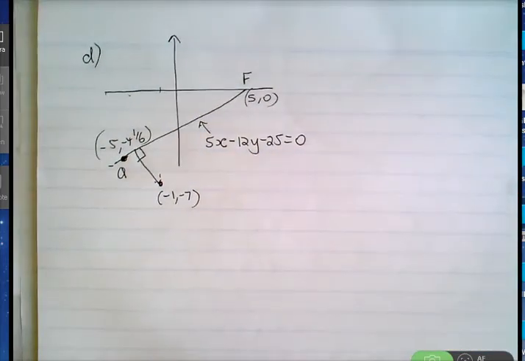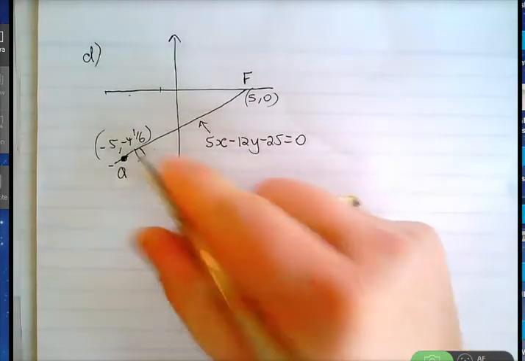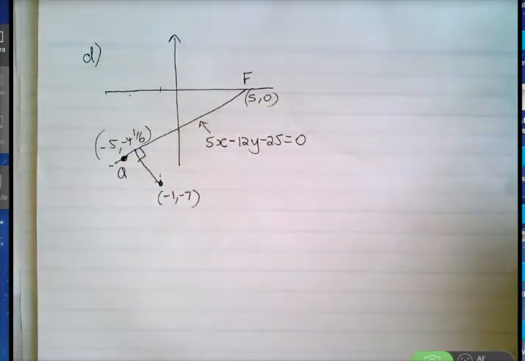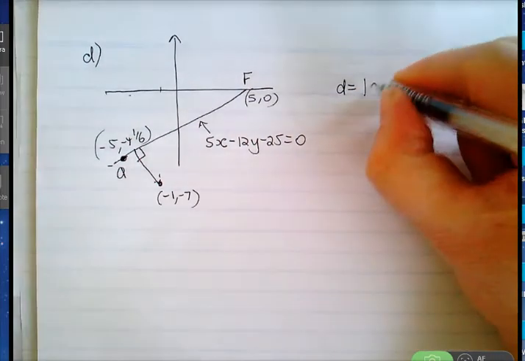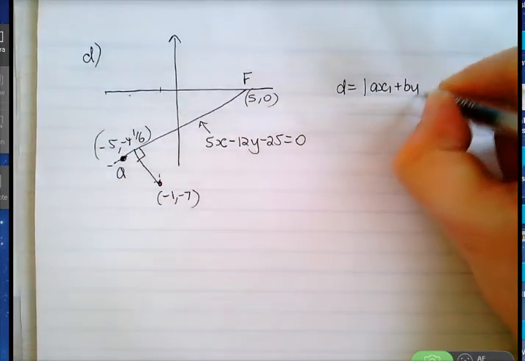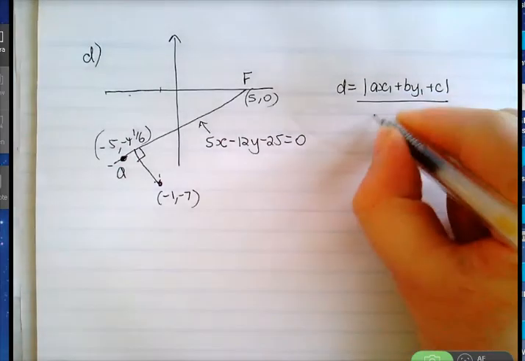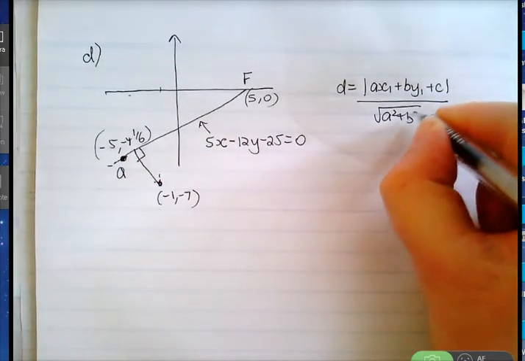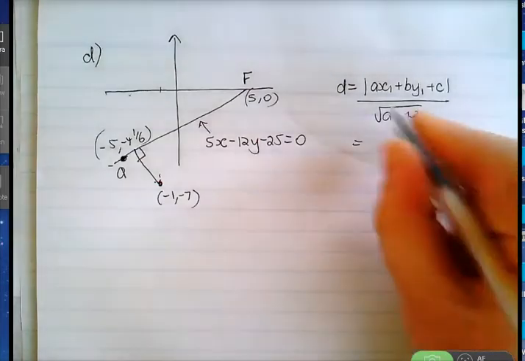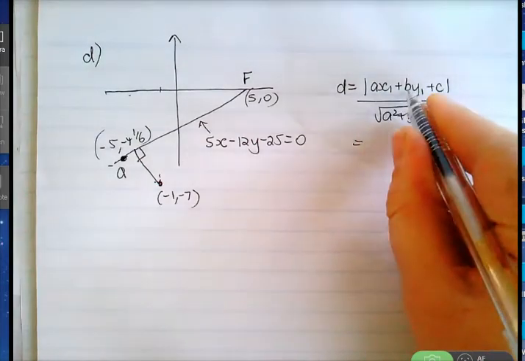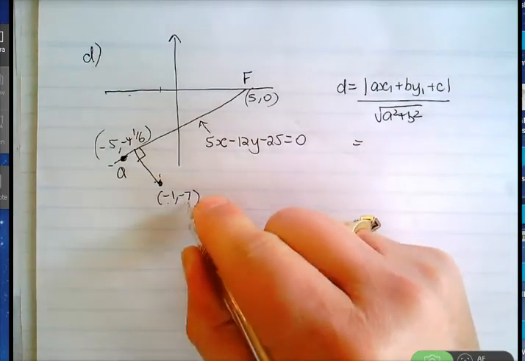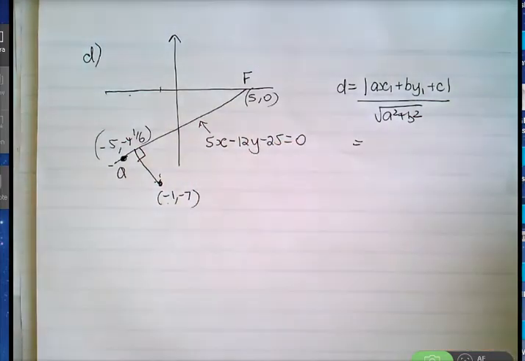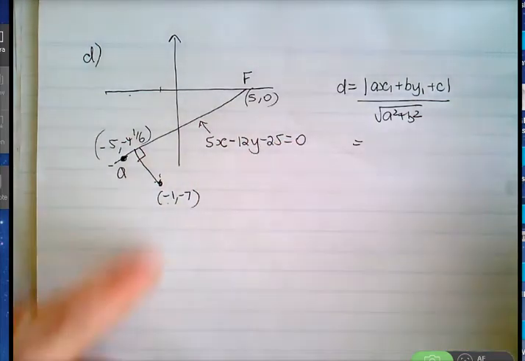So what do I do? Perpendicular distance of a point to a line. Do you know the formula? D equals absolute value of ax1 plus by1 plus c over the square root of a squared plus b squared. The ax by c is just the equation of the line, and the x1, y1 is the substitution of the point into the x and the y value of the line. That's what the x1, y1 are.